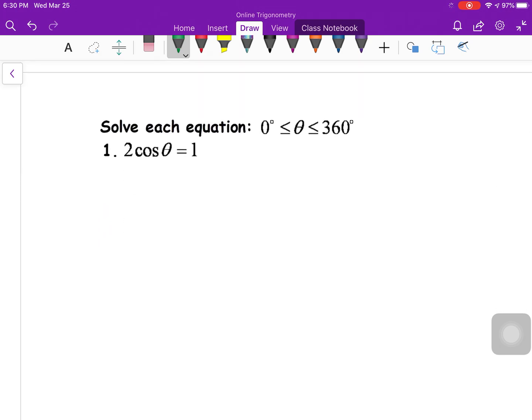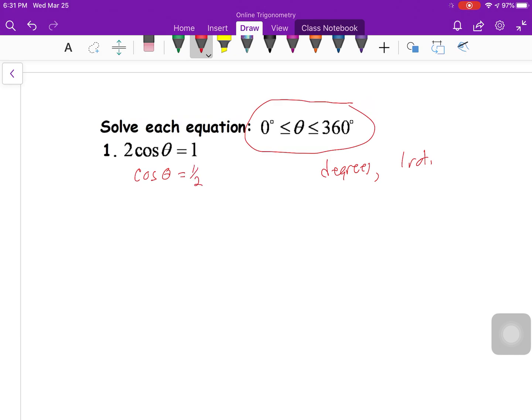Here's our second problem. If you take a look at this second problem, are we working in degrees or radians? Once again, we look at this, and it tells us it is degrees. And then, are we restricted to one rotation? The answer is yes, one rotation. We can only go up to 360. This time the variable is the Greek letter theta. That doesn't really change anything. We still follow the same process. We isolate the trig function. In this case, we just have to divide by 2.